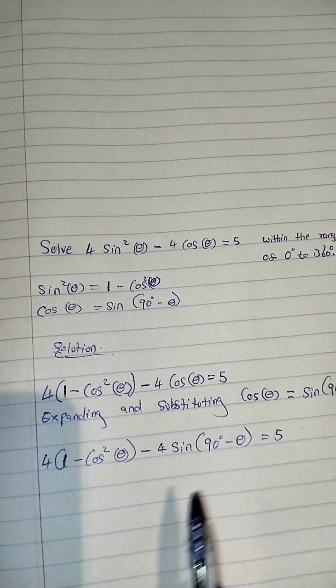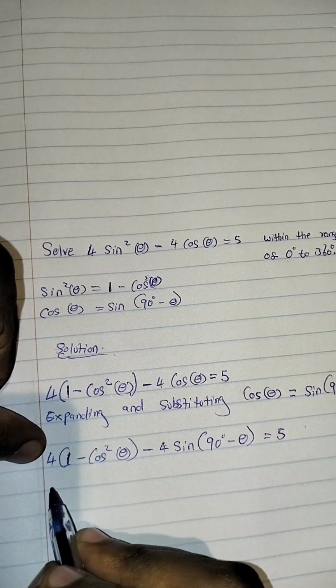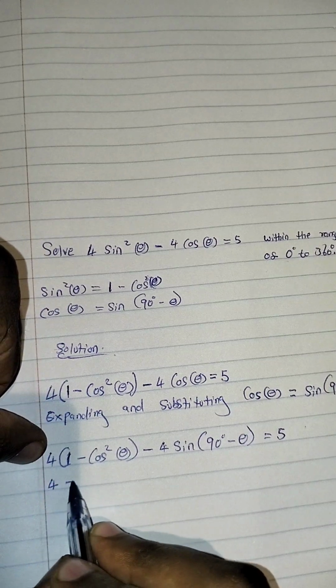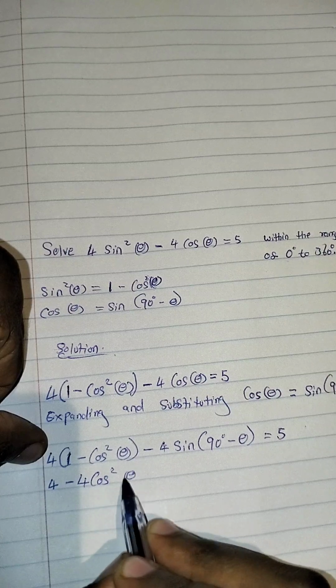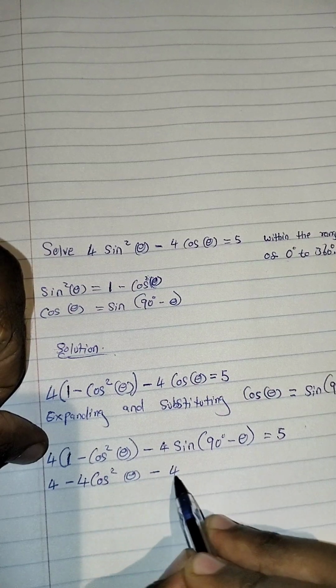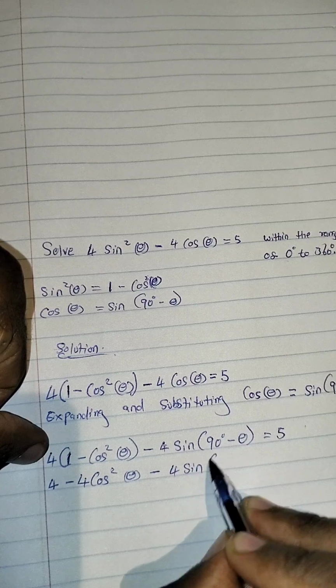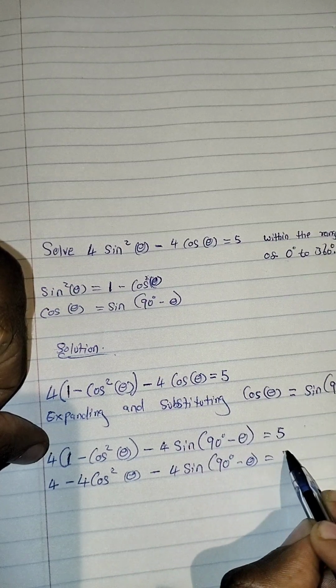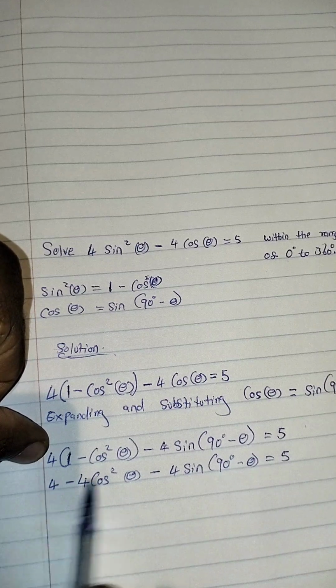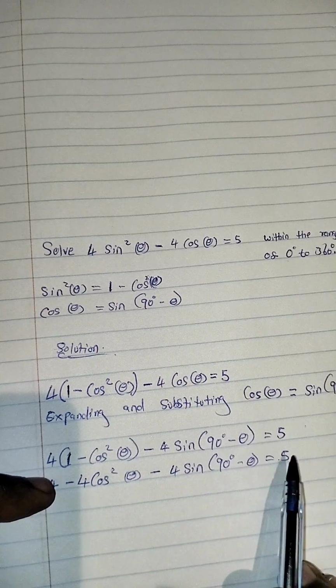If you have seen what I've just done up to this position, it is just substituting this. And then from this position, I can begin to open the bracket on this side. It will be 4 minus 4 cos squared theta. Then I'll say minus 4 sine 90 degrees minus theta is equal to 5. I've substituted the 4. Now, this is how my math looks.